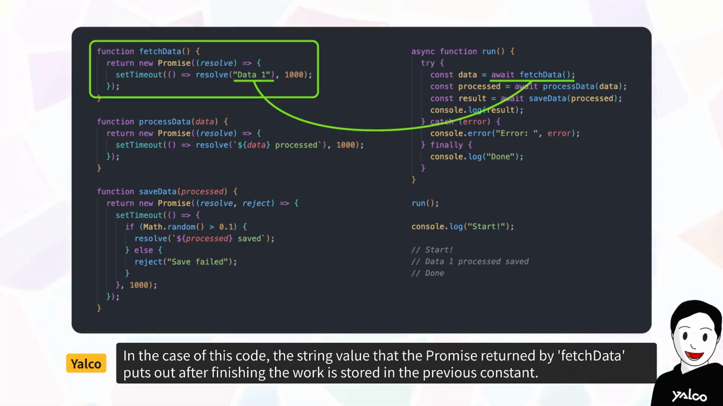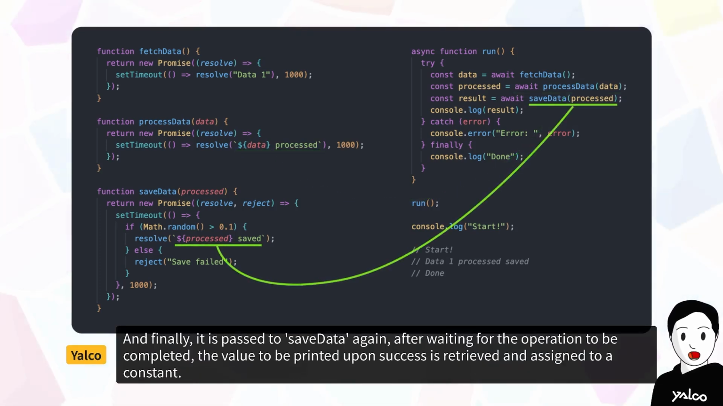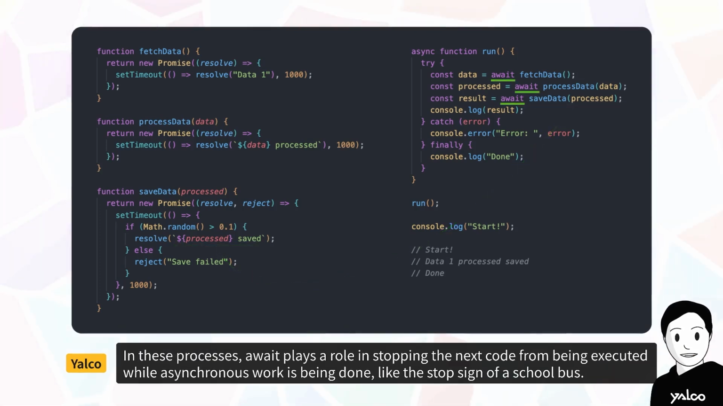In the case of this code, the string value that the promise returned by fetch data puts out after finishing the work is stored in the previous constant. This value is passed to the promise of process data, and then the value is retrieved by waiting for the asynchronous operation to be completed with await, and finally it is passed to save data again. After waiting for the operation to be completed, the value to be printed upon success is retrieved and assigned to a constant. In these processes, await plays a role in stopping the next code from being executed while asynchronous work is being done, like the stop sign of a school bus.